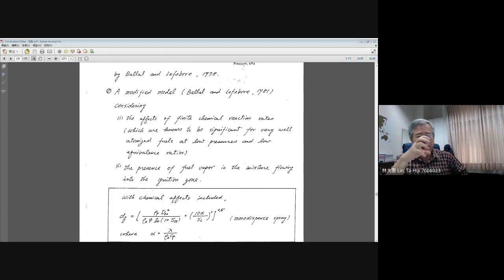Usually, they have a lot of liquid droplets, and less fuel vapor exists. If you do not have enough fuel vapor, that means the gas phase conditions are pretty much thin, and it is very hard to ignite it.